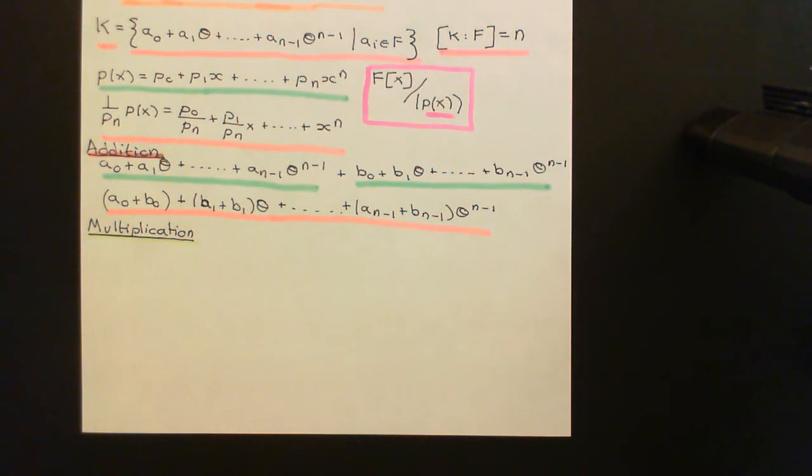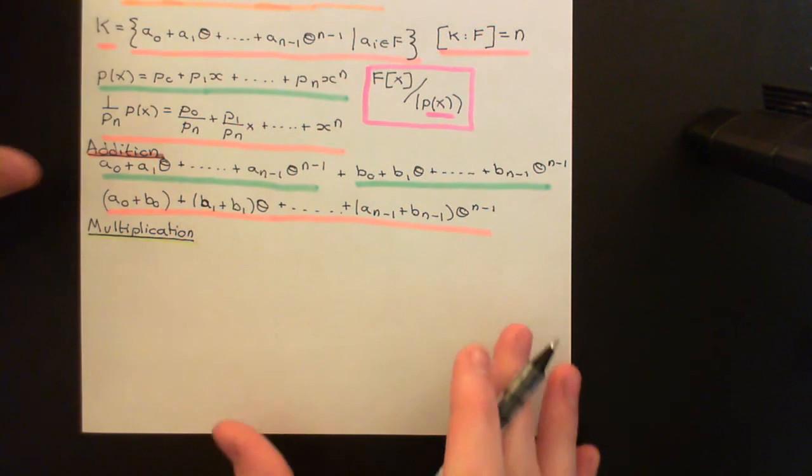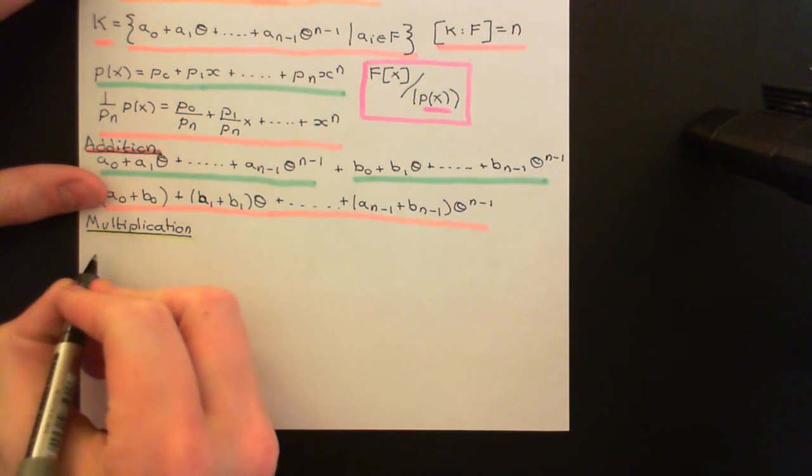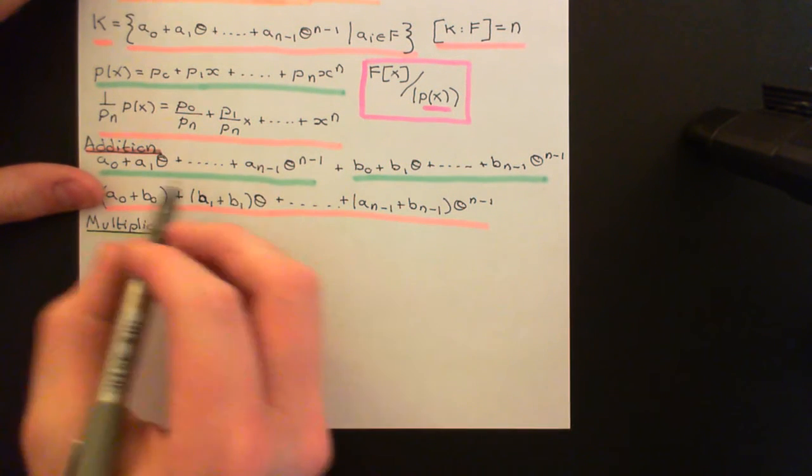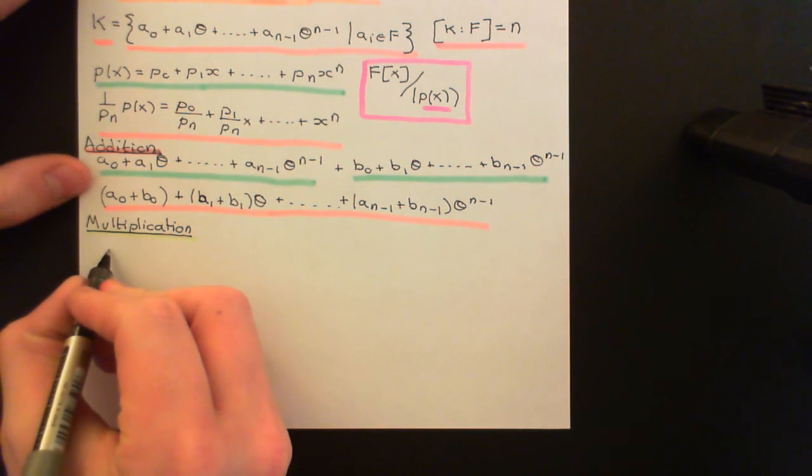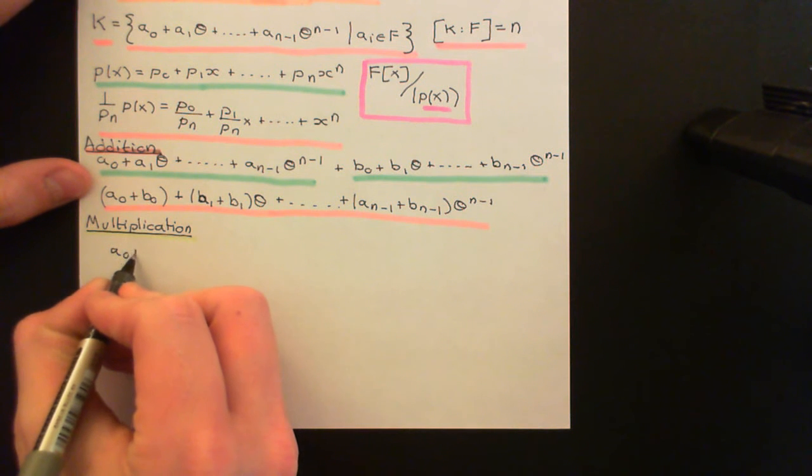Two cosets together. You take representatives from those two cosets, multiply them together in the initial ring of polynomials over the field, get some new polynomial, and take the coset that contains that. Okay, so for instance, if we have two elements then of our field extension and we want to multiply them together, so let's write them out.